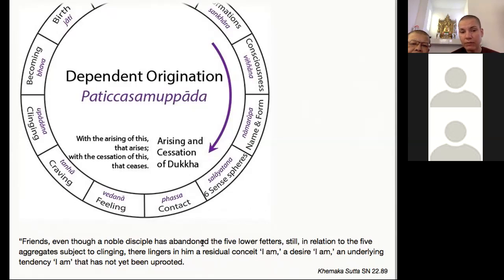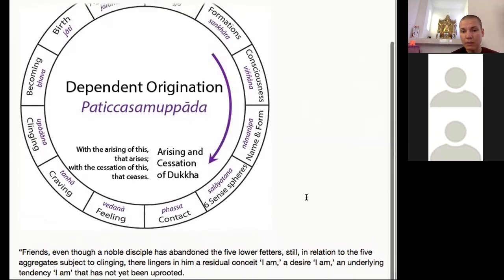still in relation to 5 aggregates subject to clinging, there lingers in him a residual conceit, I am, a desire, I am, an underlying tendency, I am, that has not been uprooted. And this is actually the cause for becoming. And this is the cause for getting results. This is what makes an action wholesome or unwholesome, this conceit.